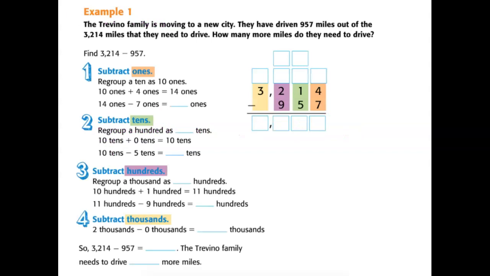So example 1, the Trevino family is moving to a new city. They have driven 957 miles out of the 3,214 miles that they need to drive. How many more miles do they need to drive?